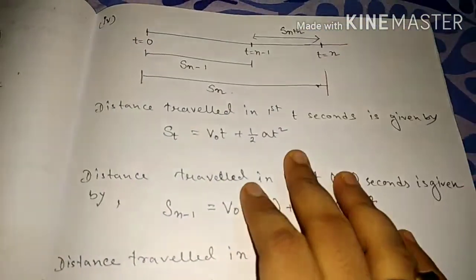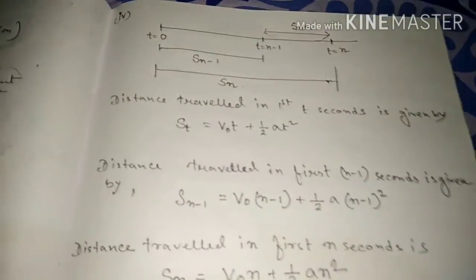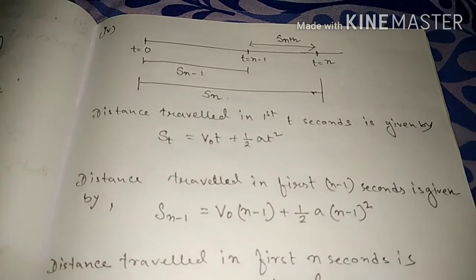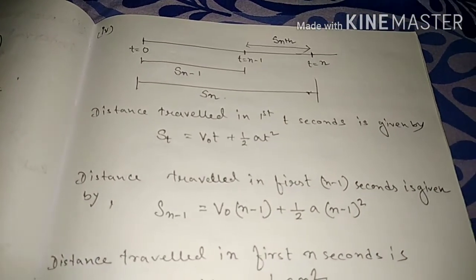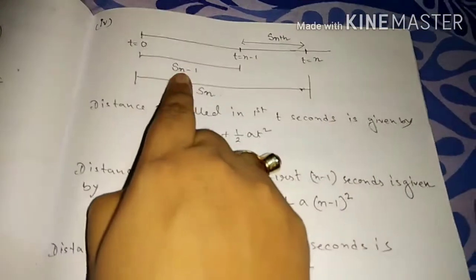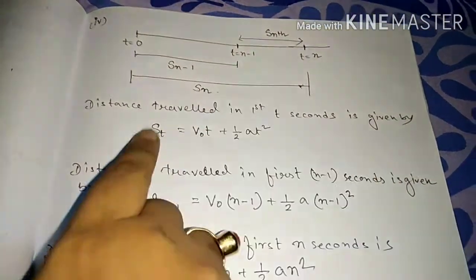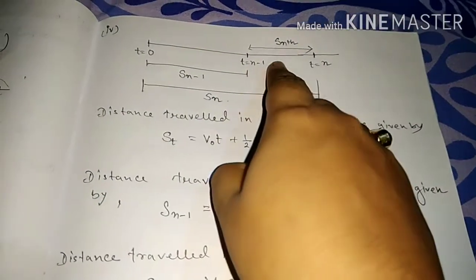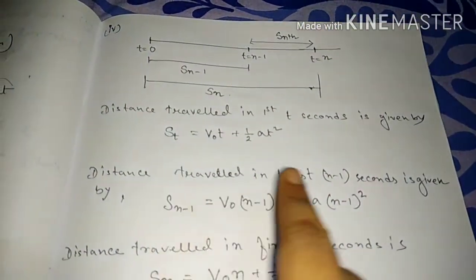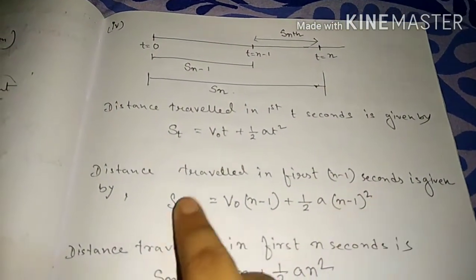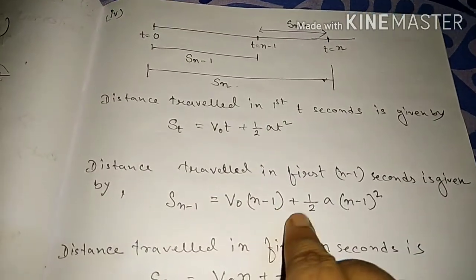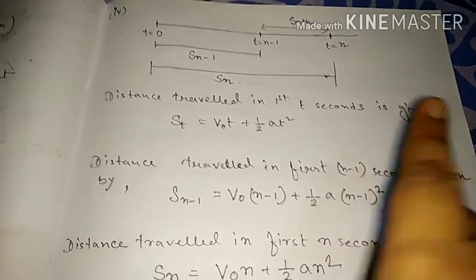So normally we can write the distance covered in t seconds from the second equation of motion, s t equals v0 t plus half a t square, that is u t plus half a t square. In place of u, we write v0. Now first we find this at t equals n minus 1. That means in place of t, we write n minus 1. And for the other one, in place of t, we write n. So the distance traveled in the first n minus 1 seconds, s n minus 1, equals v0 into n minus 1 plus half a into n minus 1 square.